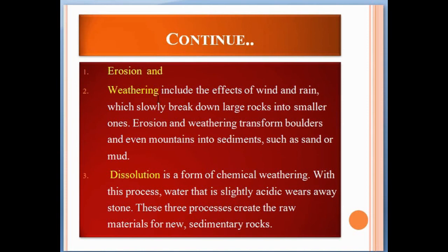Erosion and weathering include the effects of wind and rain, which slowly break down large rocks into smaller ones. Erosion and weathering transform boulders and even mountains into sediments, such as sand or mud. Dissolution is a form of chemical weathering. With this process, water that is slightly acidic wears away stones or rock. These three processes create the raw materials for new sedimentary rock formations.